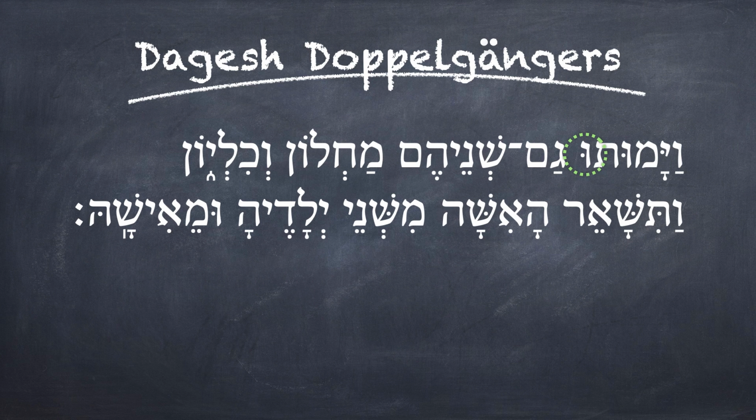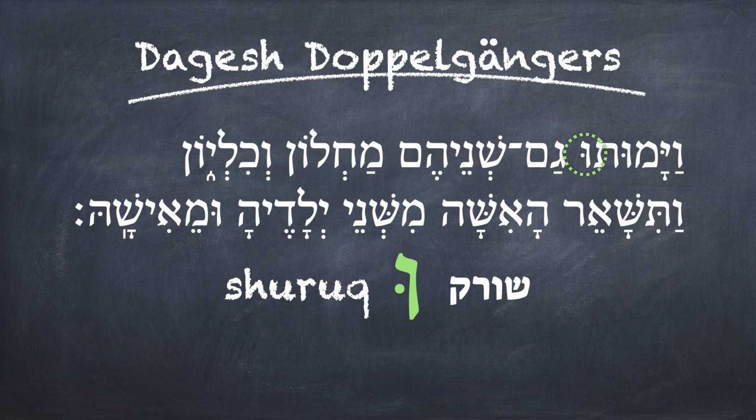A vav with a dot can indicate a doubled v sound, but much more often it's signaling a vowel sound, an oo sound. This is called the shuruk, and you can hear that oo sound in its name, shuruk. I don't want to get too far into the weeds on this, but just so you know, you can tell a shuruk apart from a doubled vav by looking again in the rearview mirror. If it's preceded by a consonant, like this one is by a tav, then it's a shuruk.